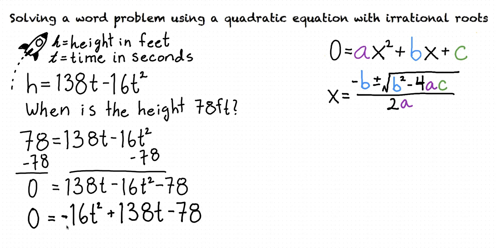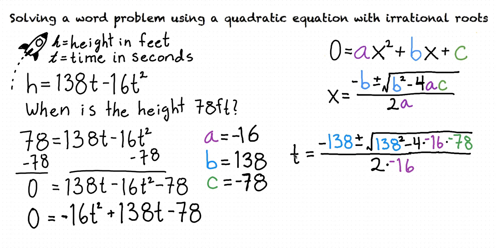Right. Now that we have our terms ordered from highest degree to lowest degree, we can use the quadratic formula to solve for t, our variable. So a is equal to negative 16, b is equal to 138, and c is equal to negative 78. Exactly. Now we can use the quadratic formula.